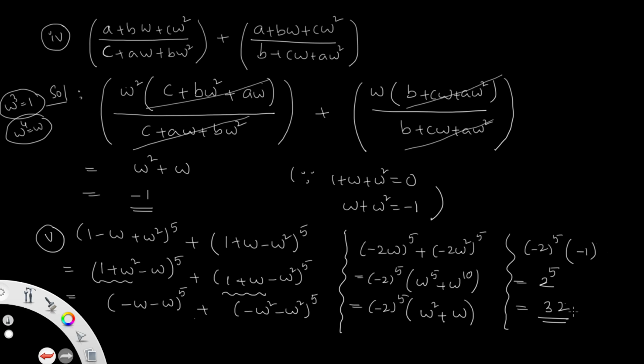And then go to the next bit. Question number 5. If x equals cis θ, then find the value of x⁶ + 1/x⁶.